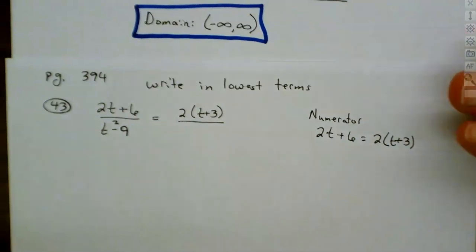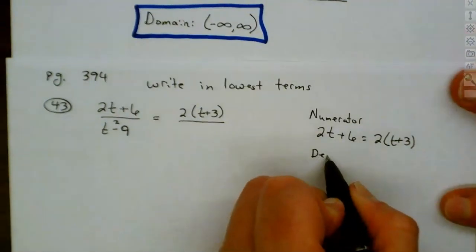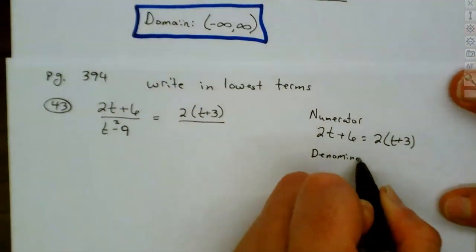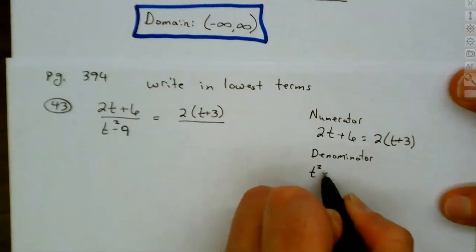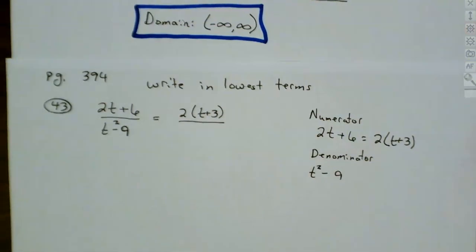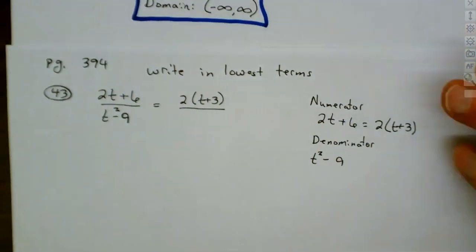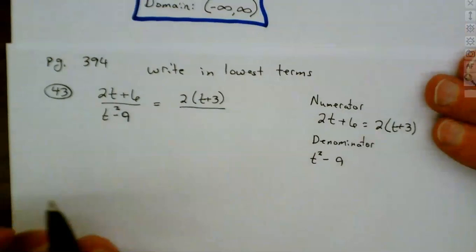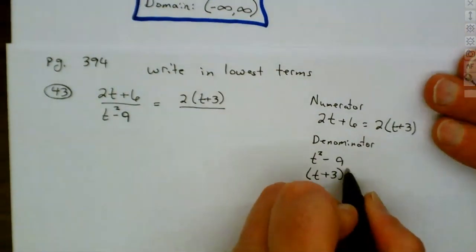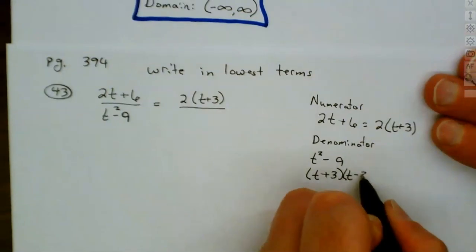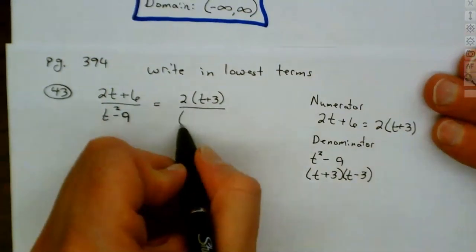Now, what about the denominator? In this denominator, we have t squared minus 9. And we know that t squared minus 9, well, 9 is a perfect square, so that's going to factor into t plus 3, t minus 3, isn't it?